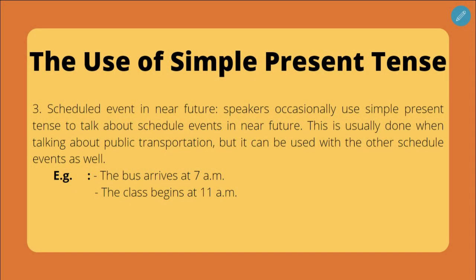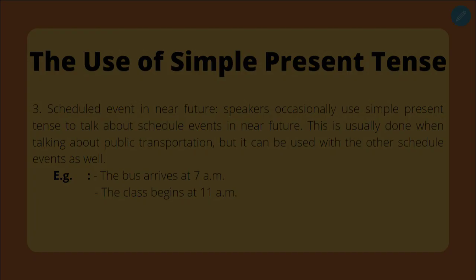The third, scheduled event in the near future. Speakers occasionally use simple present tense to talk about scheduled events in the near future. This is usually done when talking about public transportation, but it can be used with other scheduled events as well. For example, the bus arrives at 7 a.m. The class begins at 11 a.m.